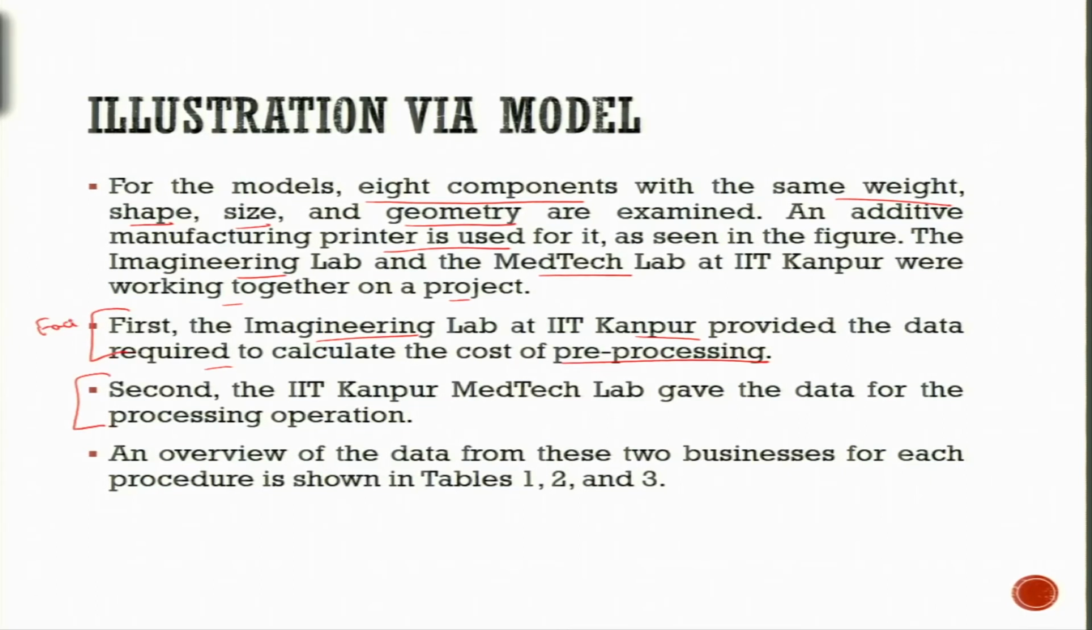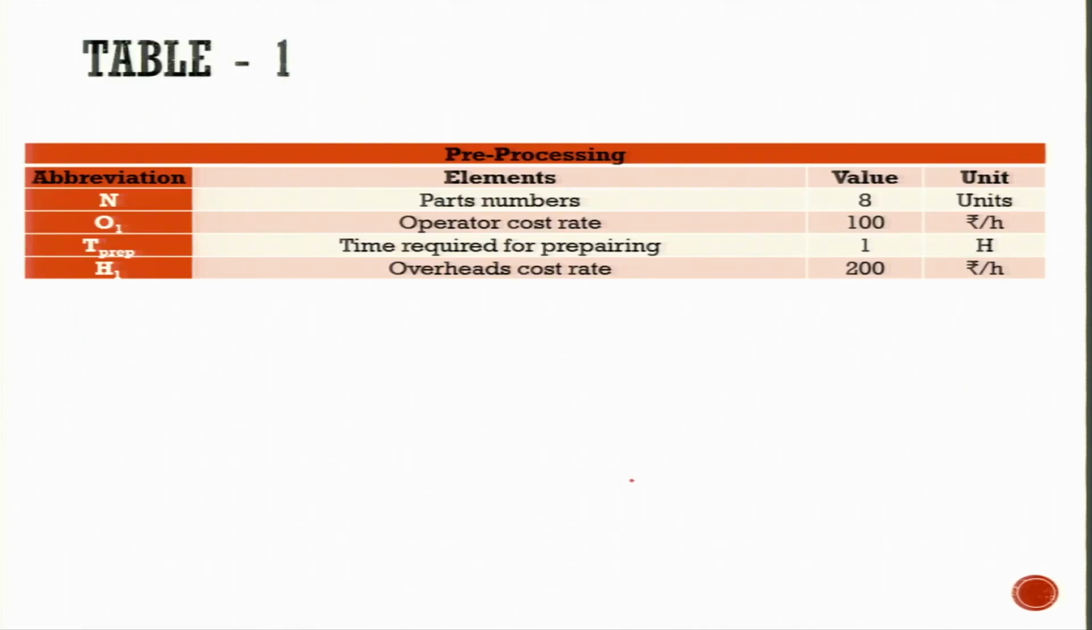Then we have facility 2 here, that is MedTech IIT Kanpur, which gave the data for the processing operation, and post processing was further taken. An overview of the data from these 2 businesses for each procedure is shown in tables 1, 2 and 3. This is the table for the costs given for the pre-processing. We have the number of parts as 8, operator cost is ₹100 per hour. Some of the costs are just put in to have easy calculations. So, time required for preparing is 1 hour and overhead cost rate is ₹200 per hour.